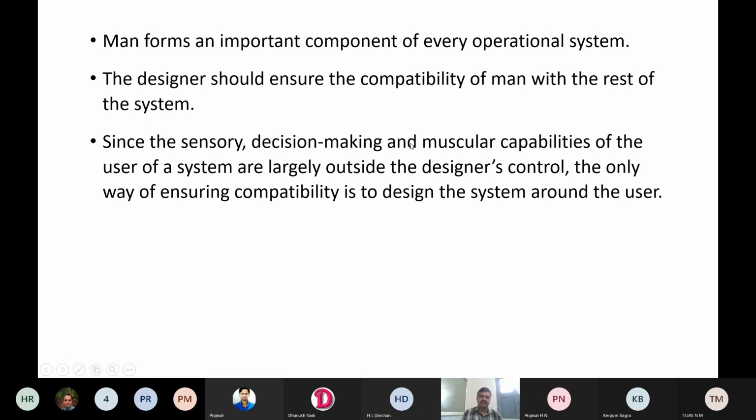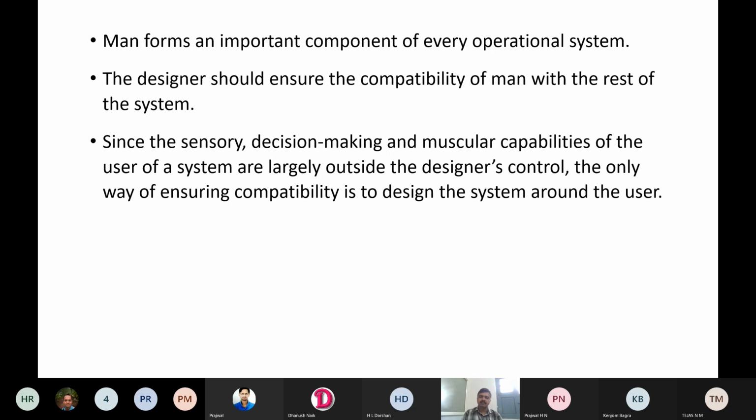Since the sensory, decision making and muscular capabilities of the user of a system are largely outside the designer's control, the only way of ensuring compatibility is to design the system around the user. So the physical or aural or even vision, motion capabilities of every individual are different. So you have to consider who is the target audience or who are the consumers of the product or of the machine. Who is going to operate a particular machine?